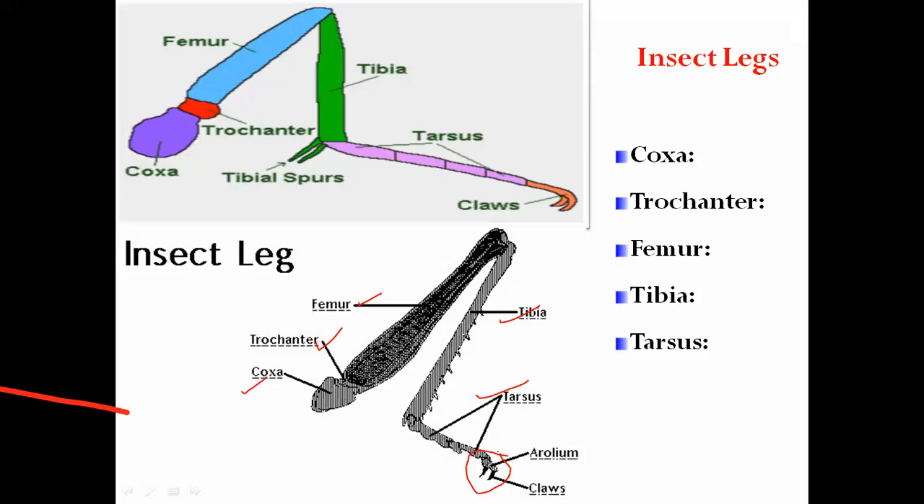3 parts. 3 parts. Scape, pedicel, and flagellum. On insect legs, there are 5 parts: coxa, trochanter, femur, tibia, tarsus, and lastly the pretarsal region. This is one pretarsus. Here it is not mentioned, but remember the pretarsus.